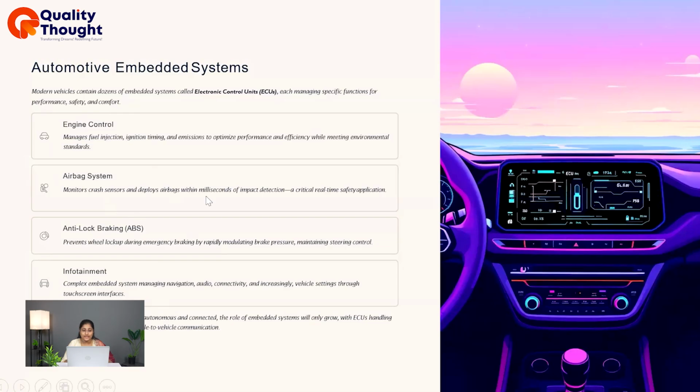The airbag system monitors the crash sensor. Whenever the crash sensor is triggered, it deploys the airbag within milliseconds of impact. So that leads to our safety.